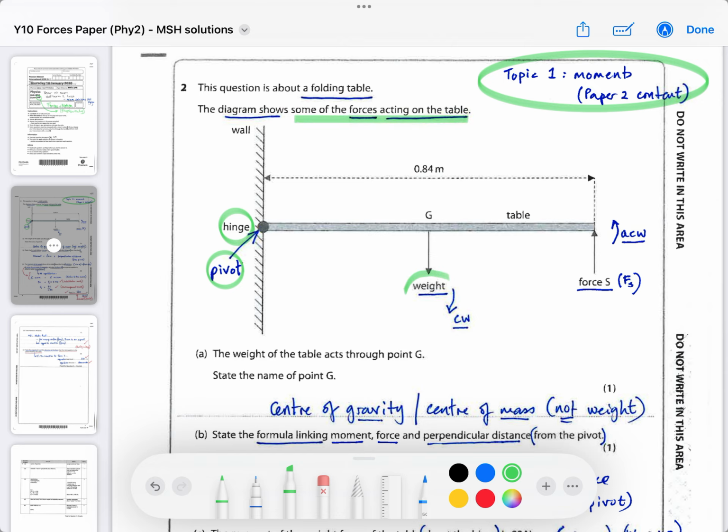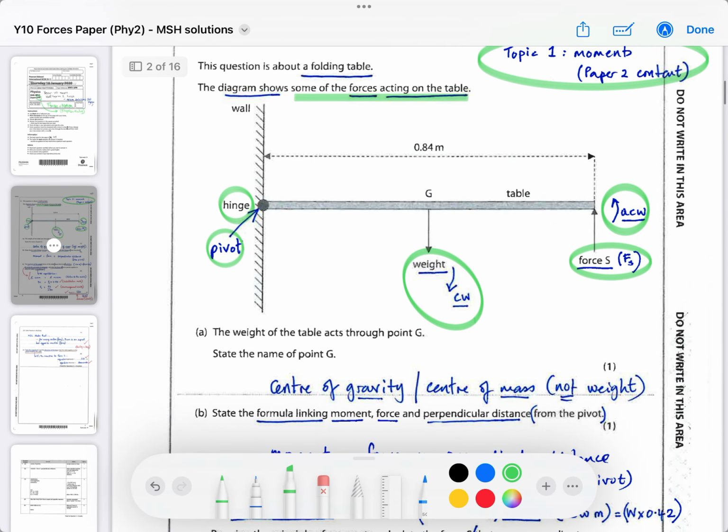Well, how many forces? Well, the weight is trying to turn it clockwise around the pivot. So that's the center of the rotation. And then this force, force S, they've called it, is balancing the moments by producing an anti-clockwise turning effect. Remember that moments are turning effects of forces.